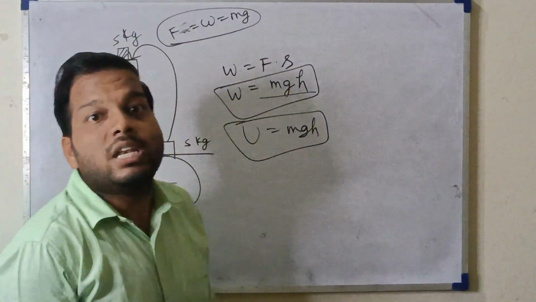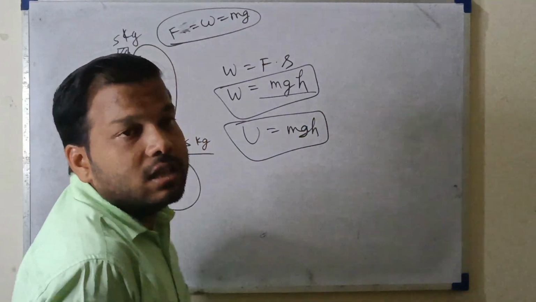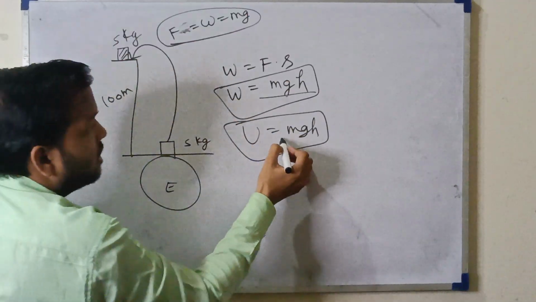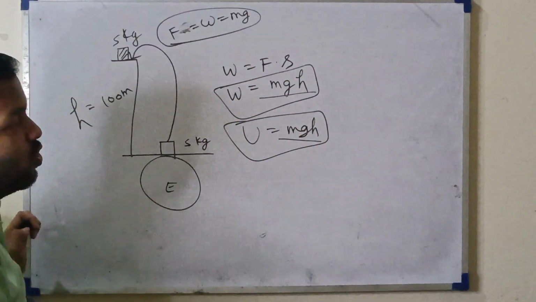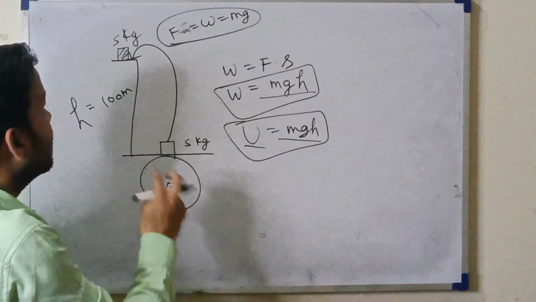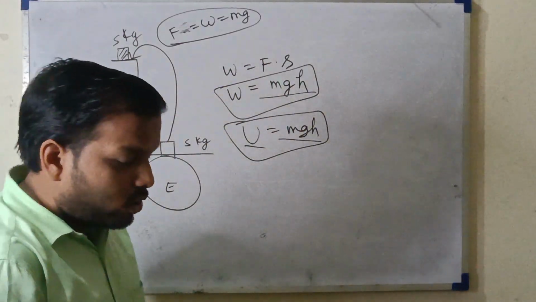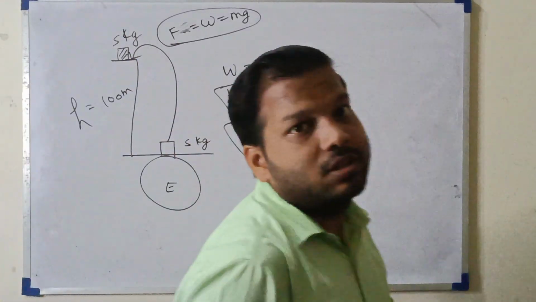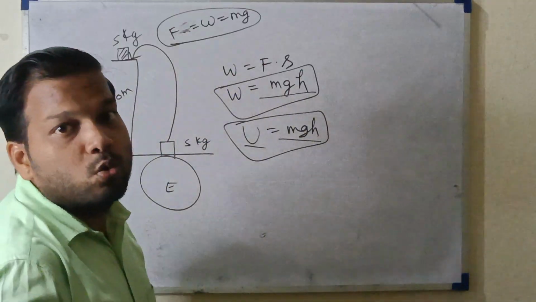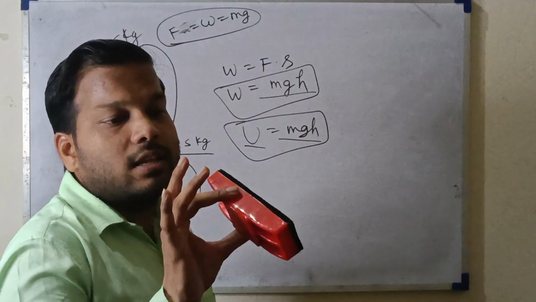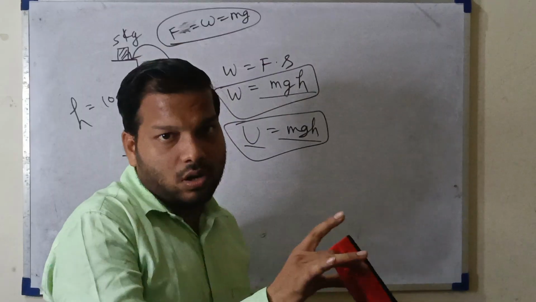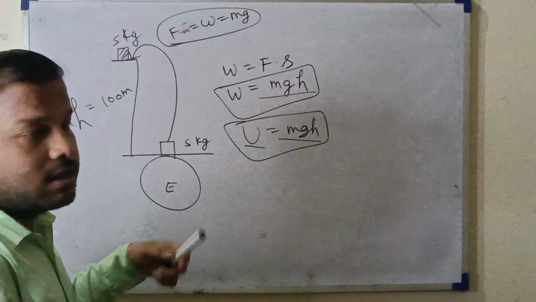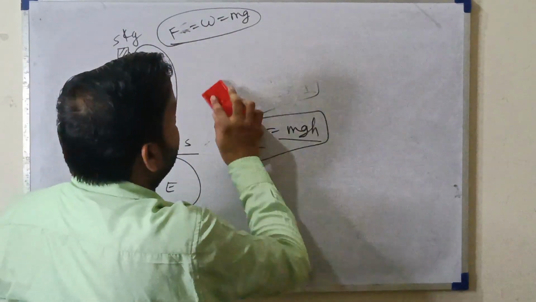Now I have to tell you the meaning of mgh. If I say the energy of this object at this position is mgh, then how can you prove that this object has energy? First of all, you should know the meaning of energy. What is energy? Anything which has the ability to do work is known as energy. Now how can you prove this object has energy? Let us prove.